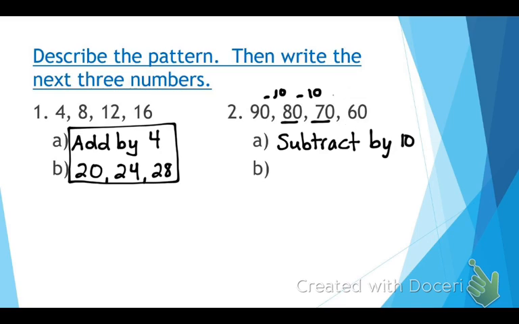Jack, do you happen to know what the next three numbers would be? 50, 40, 30. You are correct. And box that answer in.